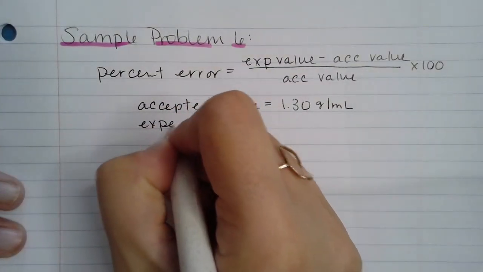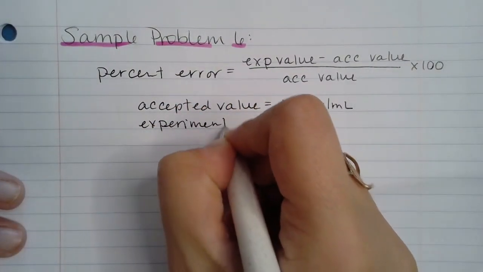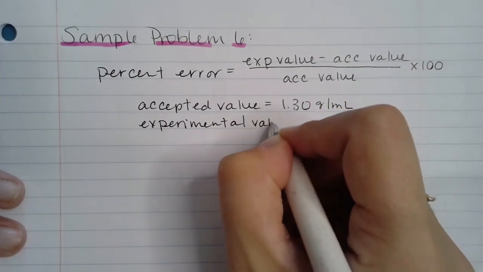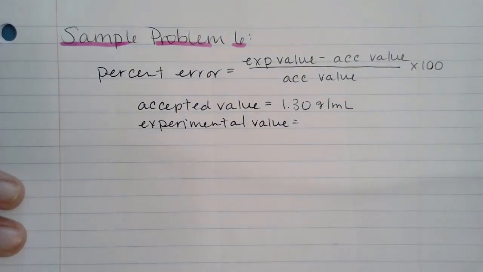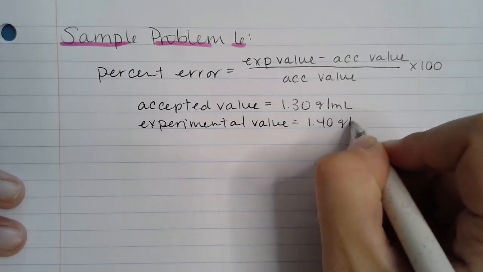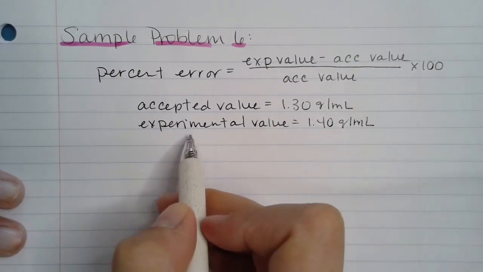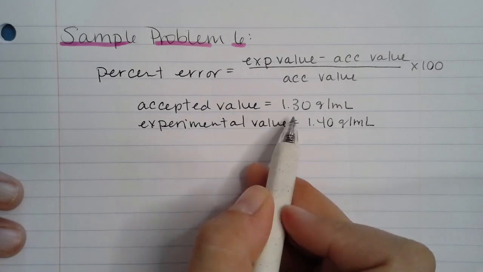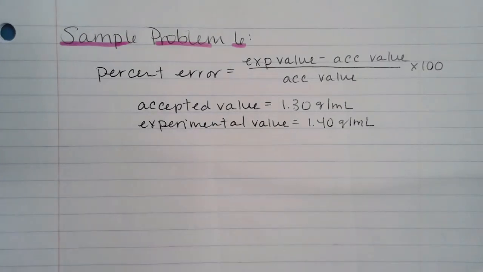When the student did this experiment, however, they got a different answer. And their density, they found, was 1.40. So again, that's the experimental value. The accepted is what you should have gotten. Let's just plug these values in to the percent error equation.